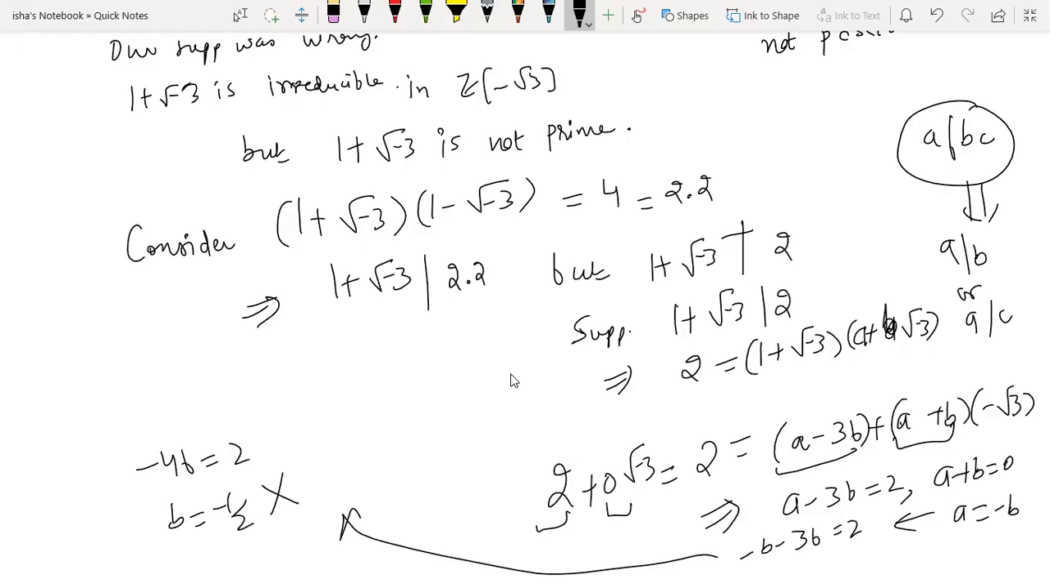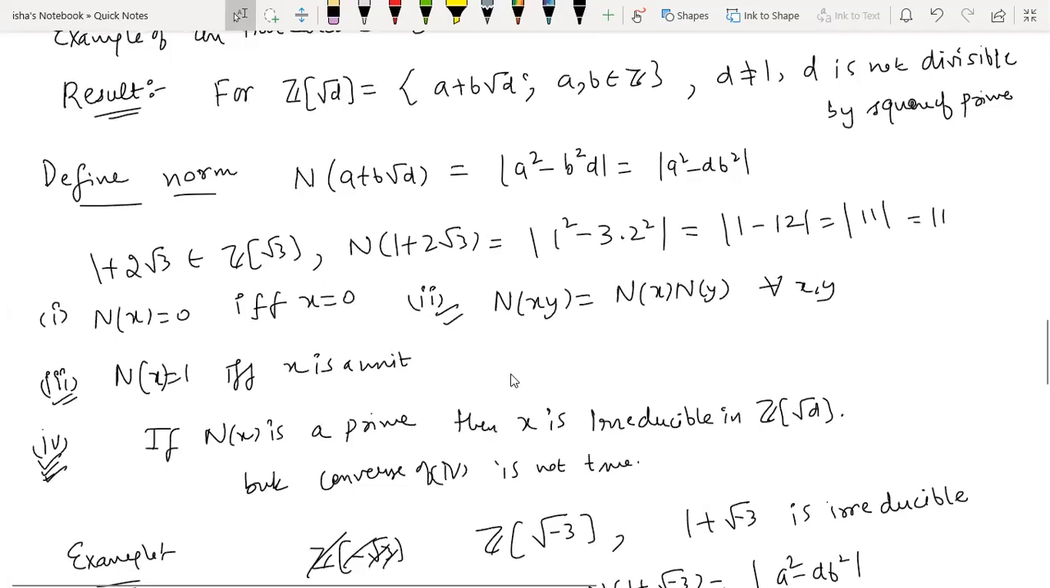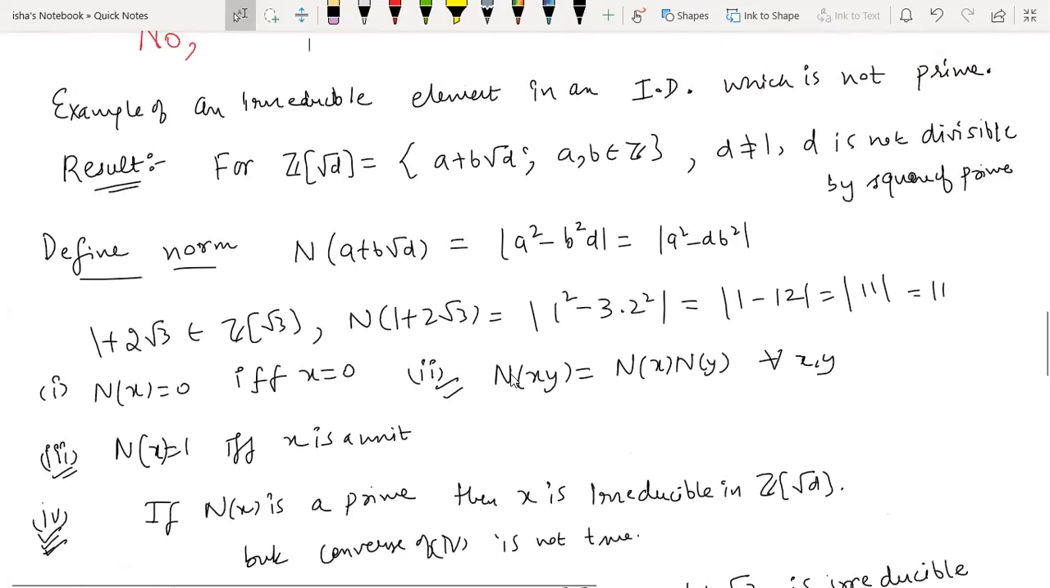So that means this supposition that we made, that 1 plus square root of minus 3 divides 2, is wrong. It implies our element 1 plus square root of minus 3 is not a divisor of 2, so it is not prime. So we have generated an example of an irreducible element which is not prime. So this is what we were looking for: an example of an irreducible element in an integral domain which is not prime.